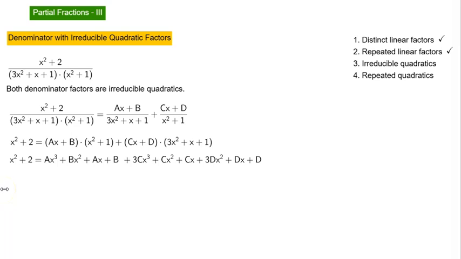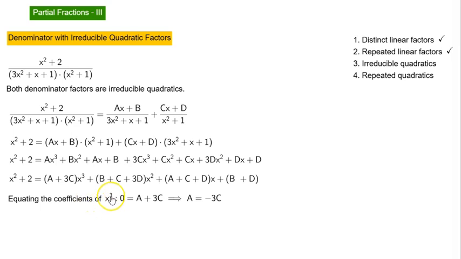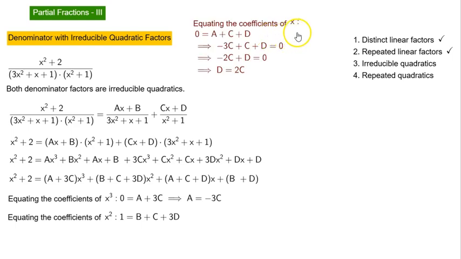Opening up the brackets, we get this. Simplifying it, we get this. Simplifying in the sense, grouping like terms. Now equating the coefficients of x cube. On the left hand side, there is no x cube. So 0 is equal to a plus 3c, which means a is equal to minus 3c. Coefficient of x square: 1 is equal to b plus c plus 3d. Equating the coefficients of x, 0 is equal to a plus c plus d.